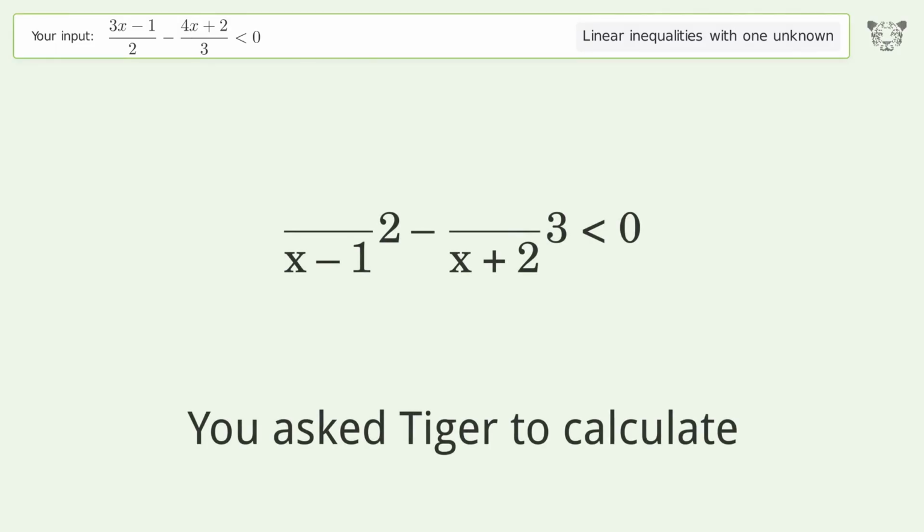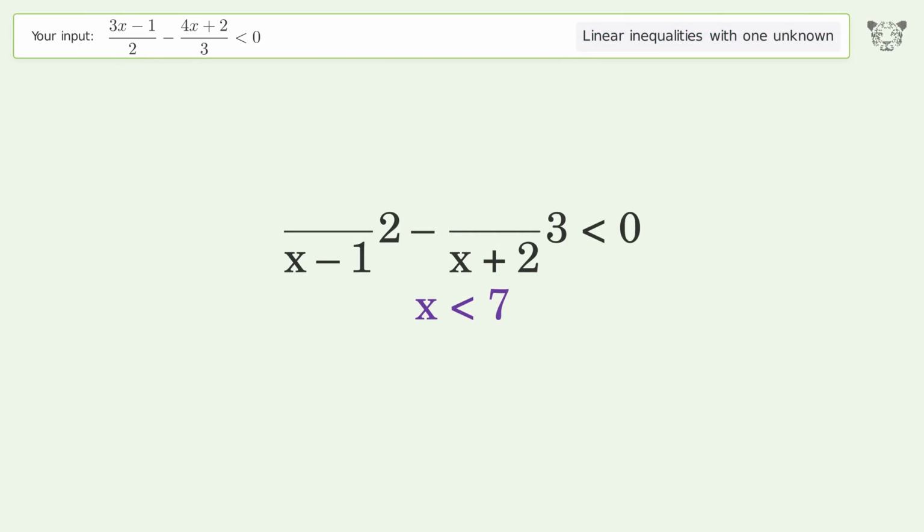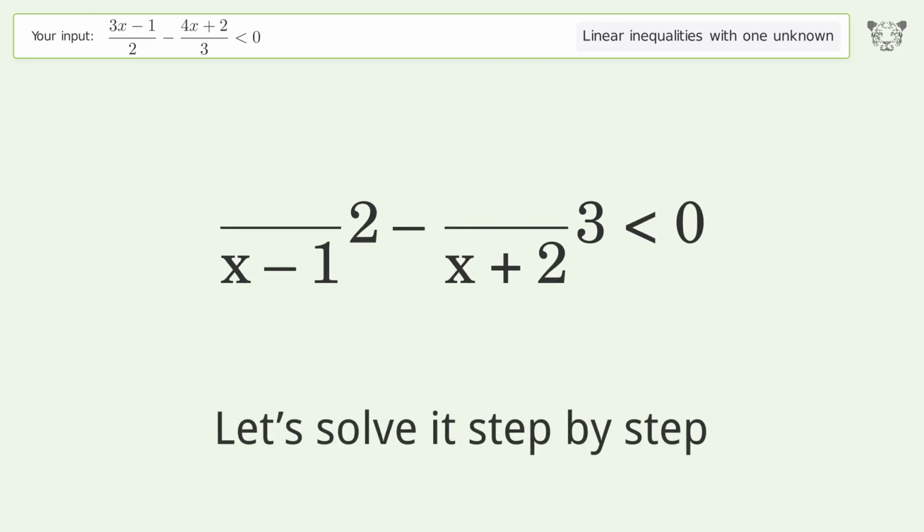You ask Tiger to calculate. This deals with linear inequalities with one unknown. The final result is x smaller than 7. Let's solve it step by step.